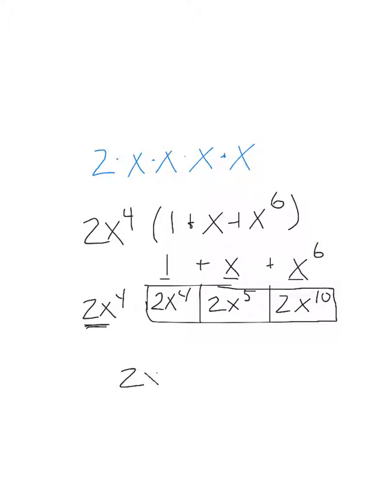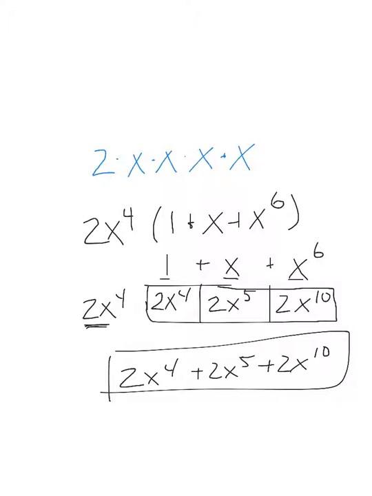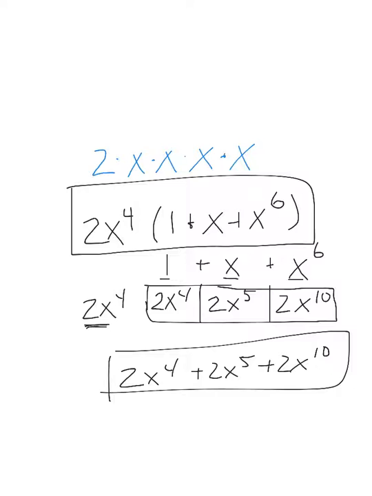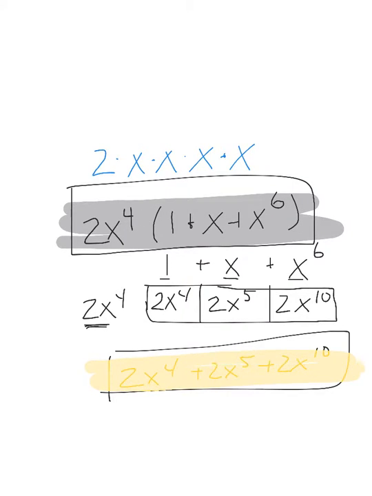And I end up with what I started out with: 2x to the 4th plus 2x to the 5th plus 2x to the 10th. The 10th goes up here, not down there. And that's what I started out with. So I know that this right here is my factored version of this in yellow here. And there you have it.